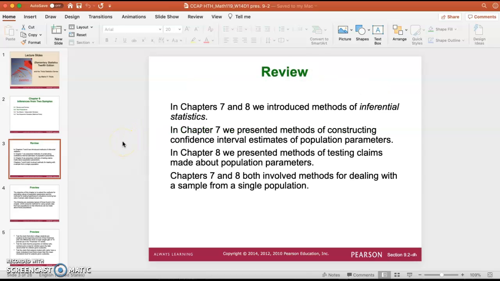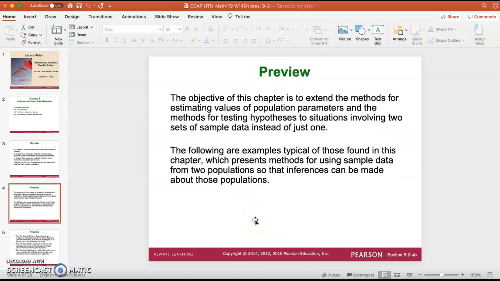In chapters 7 and 8, we introduced some of the actual methods of inferential statistics. In chapter 7, we presented methods of constructing confidence interval estimates of population parameters. In chapter 8, we presented methods of testing claims made about population parameters. So that was the hypothesis test in chapter 8. Chapters 7 and 8 both involve methods for dealing with a sample from a single population, so just one number usually, or estimating one number.